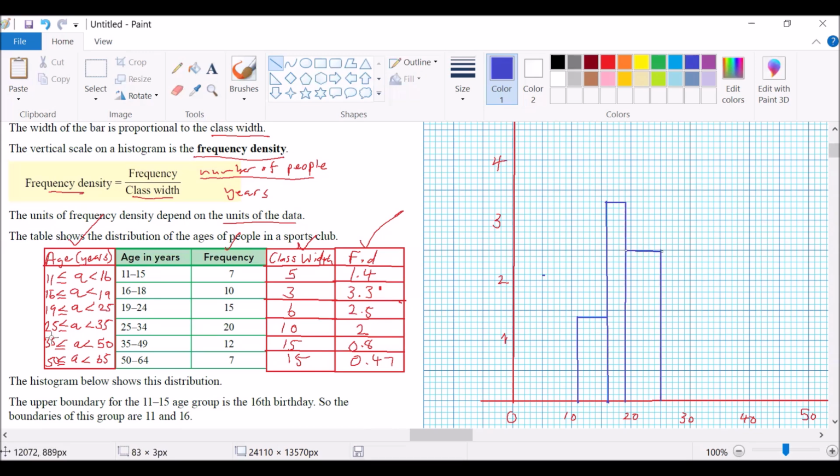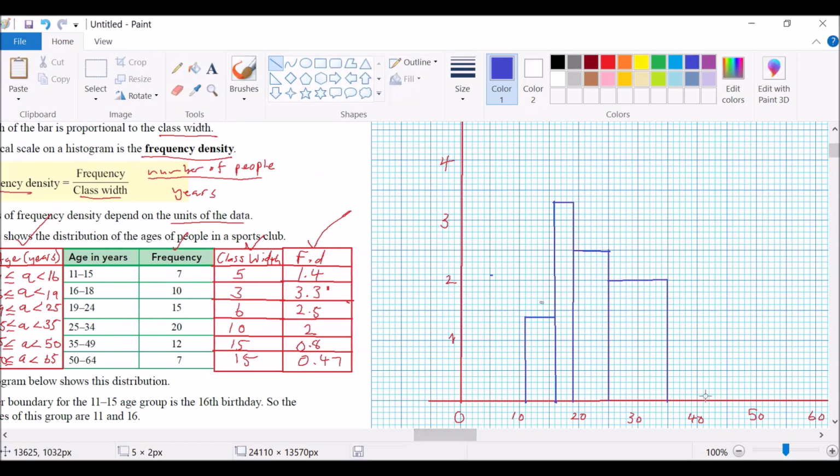The next age group is 25 to 35. 25 to 35, 35 is there, up to 2. So it goes up to there. Then we can close off this bar there. Our next age group is 35 to 50 with a frequency density of 0.8. 35 to 50, 0.8 is here. So we can close off this bar.